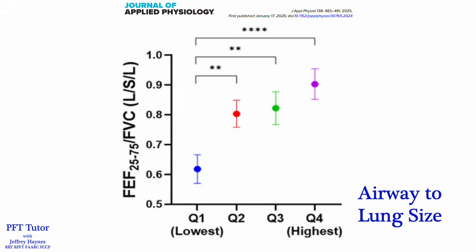They divided the airway to lung size ratio into quartiles. The lowest quartile had the most dysanapsis, and the highest quartile had the least amount of dysanapsis. When you compare the FEF 25/75 to FVC ratio and the airway to lung size ratio, you can see that the value is lowest when there is the most dysanapsis.